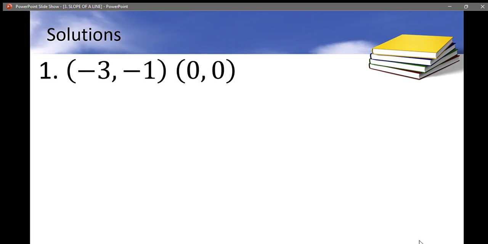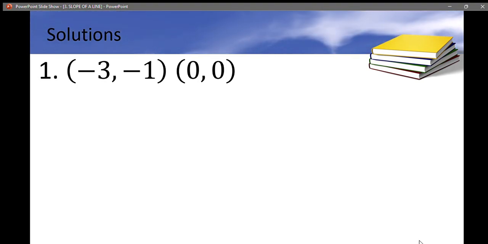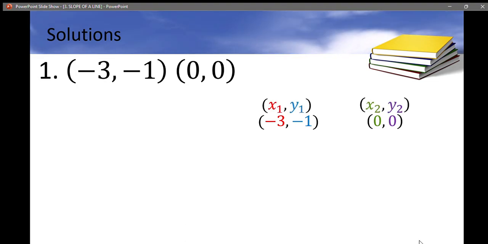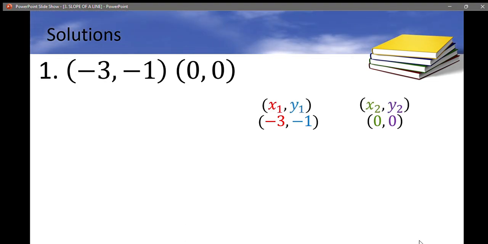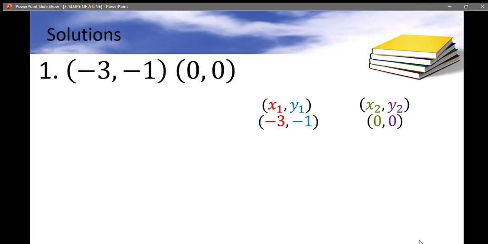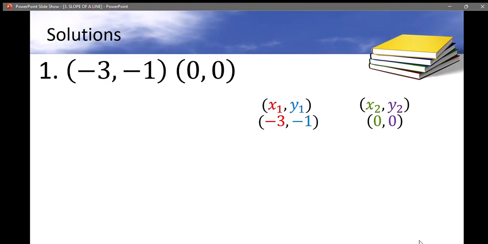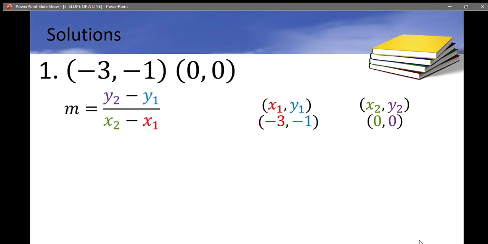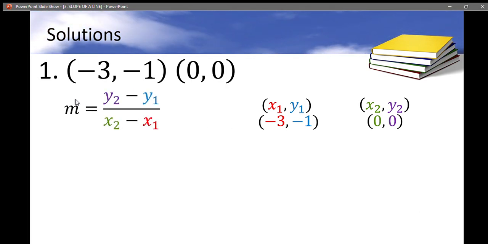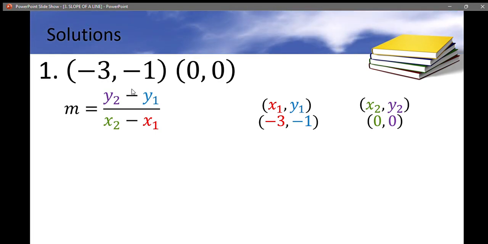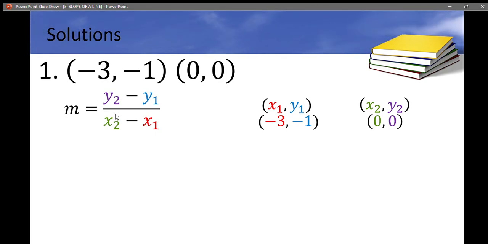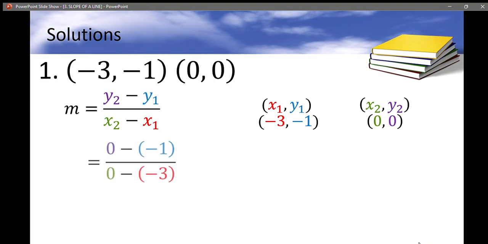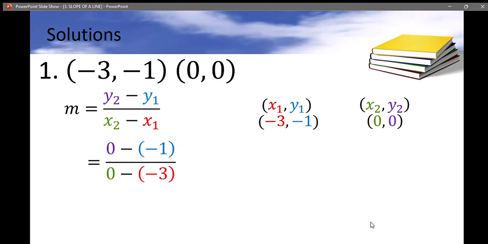First, let us label our given. Our given here is x sub 1 is negative 3, y sub 1 is negative 1, x sub 2 is 0, and y sub 2 is 0. We need to find the slope of a line, so we are going to use the formula m is equal to y sub 2 minus y sub 1 all over x sub 2 minus x sub 1.